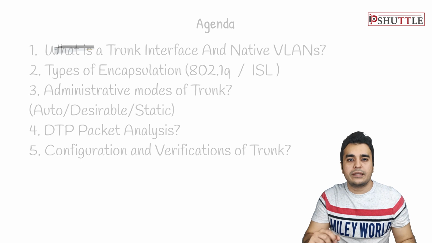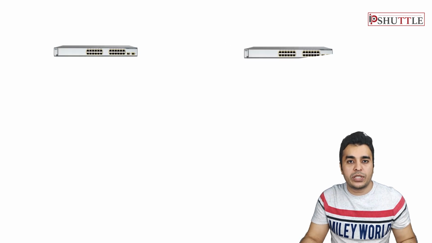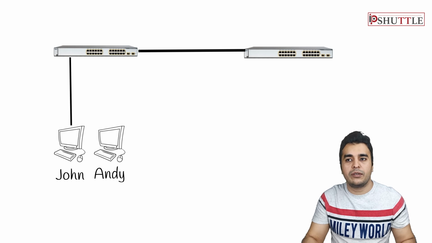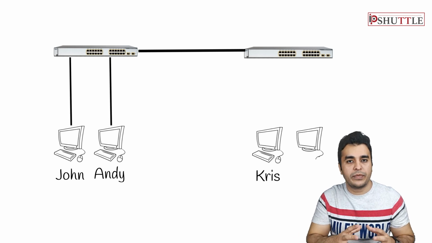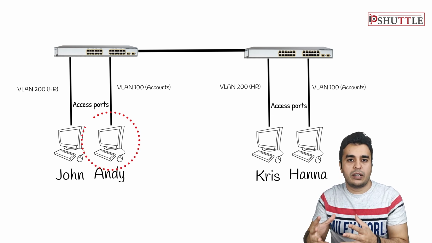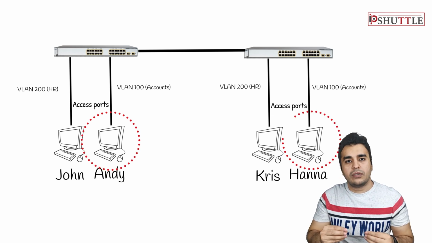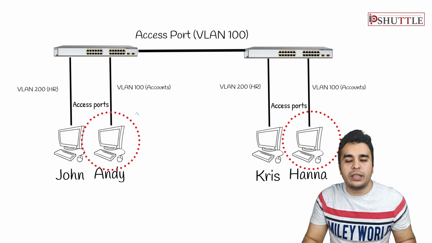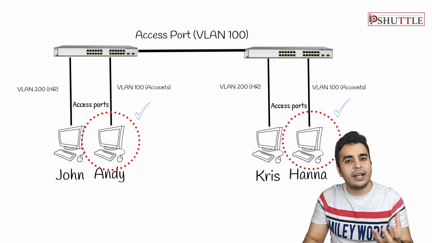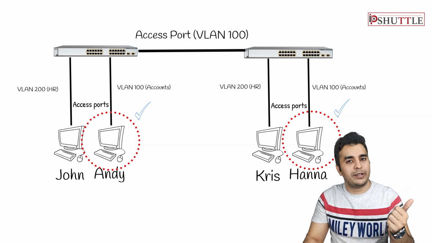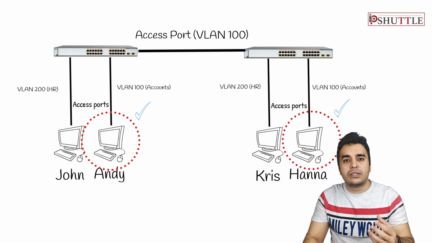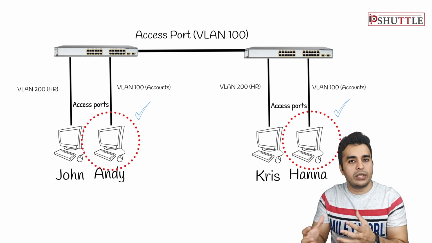Let's get started. Let's assume a design with two different switches. We have accounts and HR teams, with VLAN 100 and VLAN 200. Andy wants to communicate with Hana, who are part of VLAN 100. If you configure the interface between these two devices to be part of VLAN 100, everything is good, with absolutely no issues. So they will be able to start communication between these two devices, right?